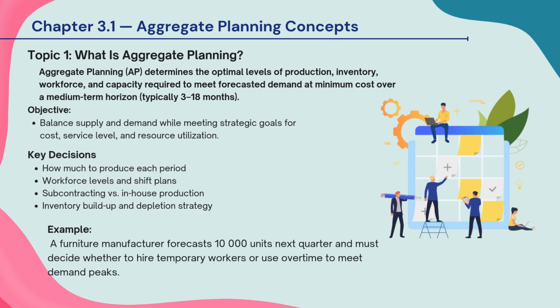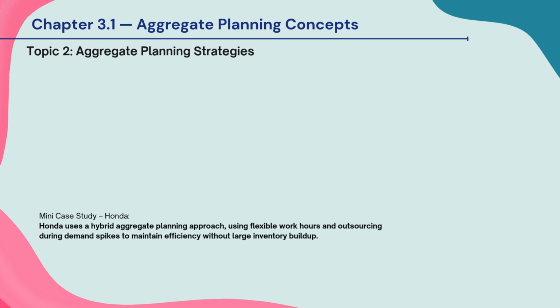This slide explains aggregate planning, which helps organizations decide the optimal production, inventory, workforce, and capacity levels for the next 3 to 18 months. The goal is to balance supply and demand at the lowest cost while meeting service requirements. Key decisions include how much to produce, workforce planning, subcontracting needs, and inventory strategy. The example shows how a furniture company uses aggregate planning to handle demand peaks by choosing between overtime and temporary workers.